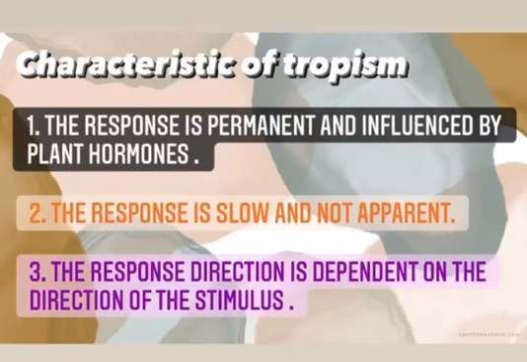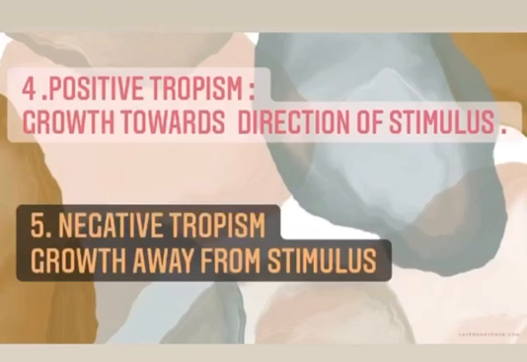Characteristics of tropism. First, the response is permanent and influenced by plant hormones. Second, the response is slow and not apparent. Third, the response direction is dependent on the direction of the stimulus. Fourth, positive tropism is growth towards the direction of the stimulus. Fifth, negative tropism is growth away from the stimulus.